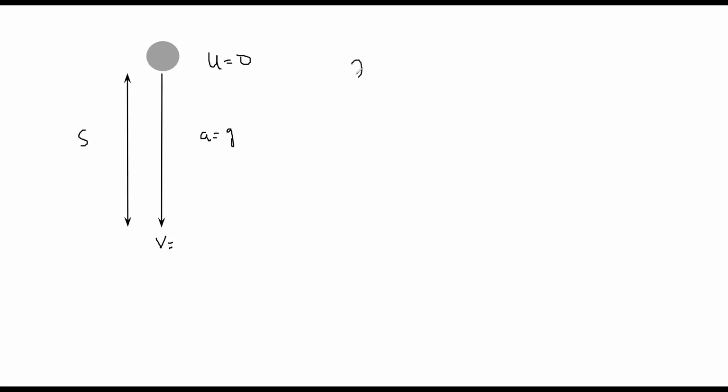Example: I have a falling object. So the initial velocity is 0. As it is falling, it is under the effect of gravity, so the acceleration is due to gravity. And the speed after some time is v, the final speed, and it covers a distance s. So you have the equation 2as equals v square minus u square.